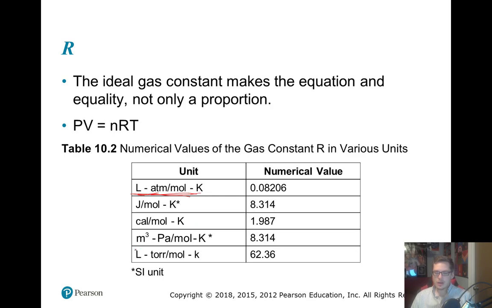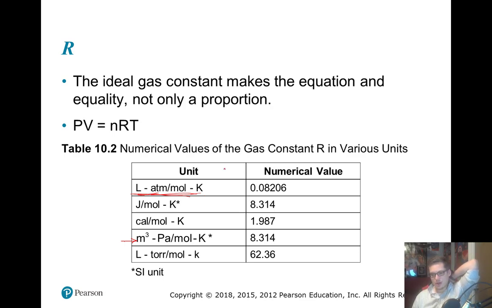All right, the other really common one, technically the SI unit value, is this one where our pressure is in pascals, and it's 8.314. Notice that our temperature is always in Kelvin. It's always using that absolute temperature scale. And then also notice that we can do it using joules per mole Kelvin. All right, so kind of an interesting idea.